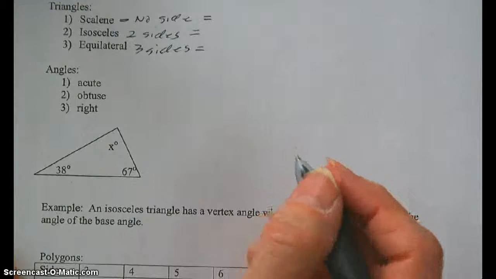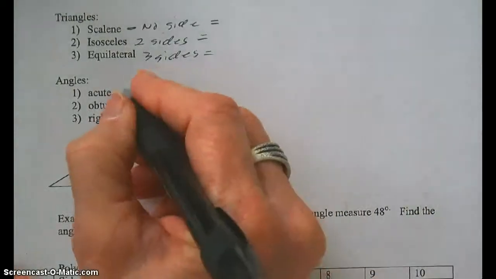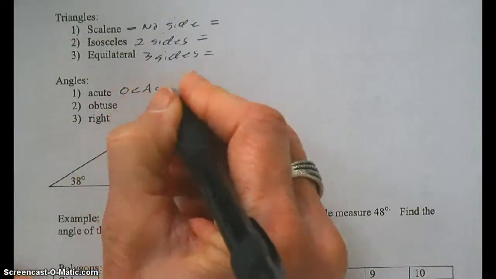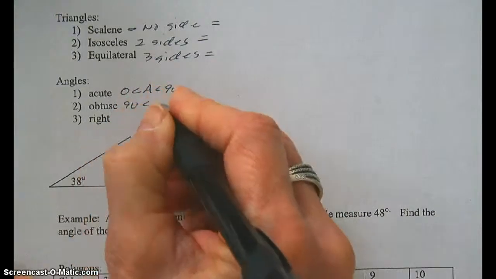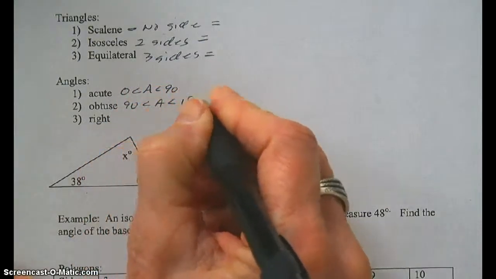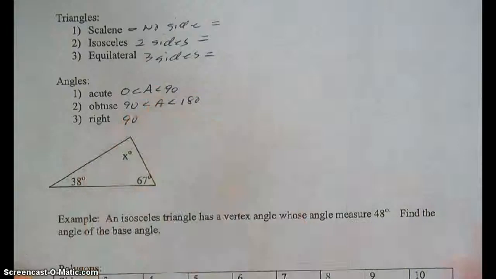We talked about the definition of an angle before. Acute is between 0 and 90. Obtuse is between 90 and 180. Right is equal to 90.